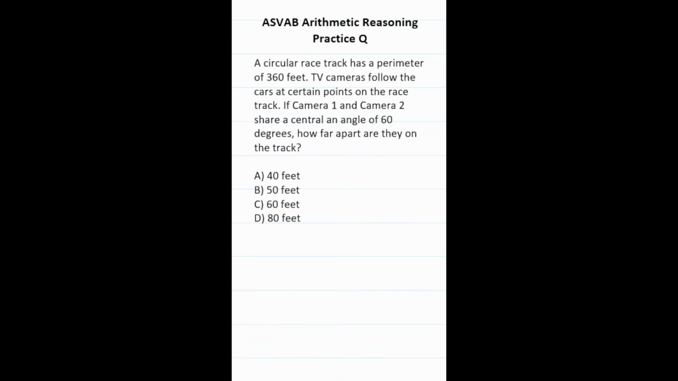For this arithmetic reasoning practice test question for the ASVAB and PiCAT, we have two cameras on a circular racetrack. Call this camera 1 and this camera 2, of course. They share a central angle of 60 degrees, and we want to know how far apart they are on the racetrack, which is that distance I just highlighted.